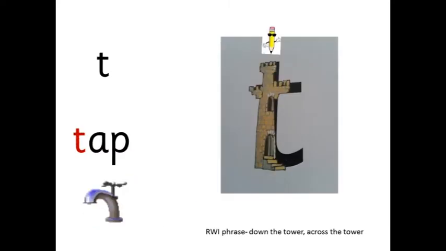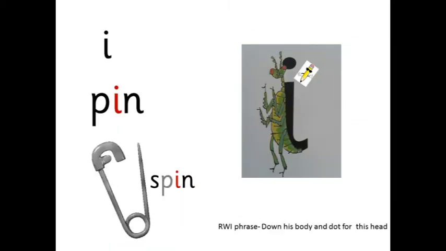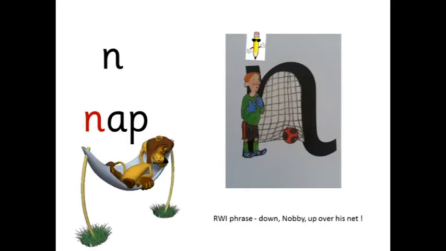T, tap. Down the tower, across the tower. Pan. Down his plait, up round his head. I, put in pin. Down his body and dot for his head. The pin is spinning. Nap. Down Nobby, up over his net.